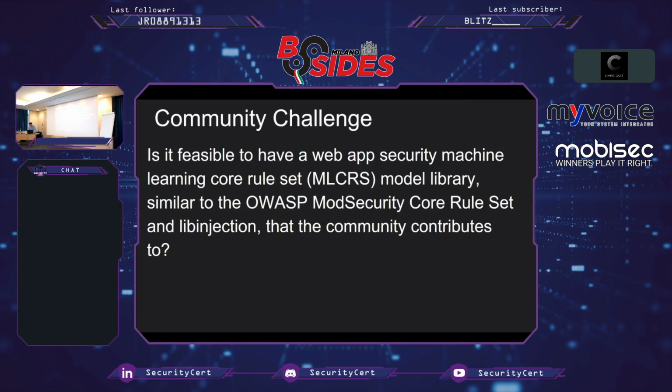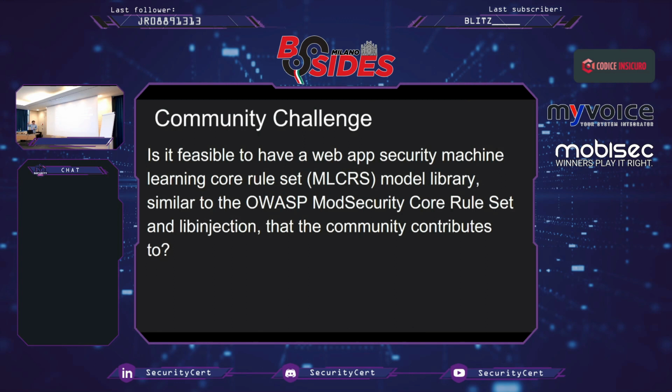So again, I just want to put out a community challenge, if you will. Does everyone think it is feasible to have a web app security machine learning core rule set, a model library similar to the OWASP core rule set, that the community would contribute to? I see it as something valuable to the community.